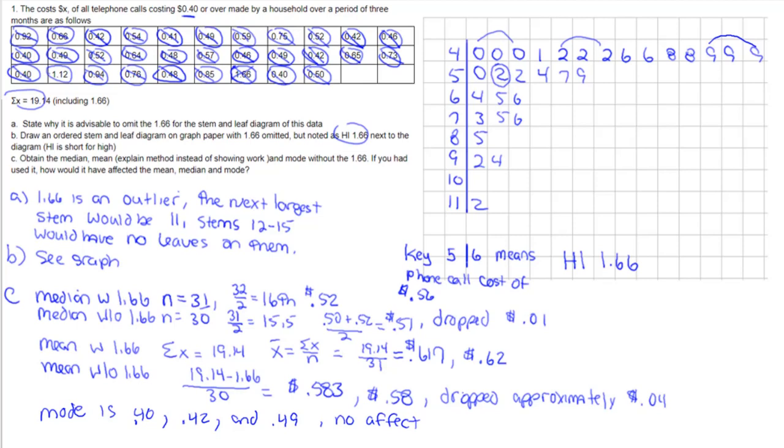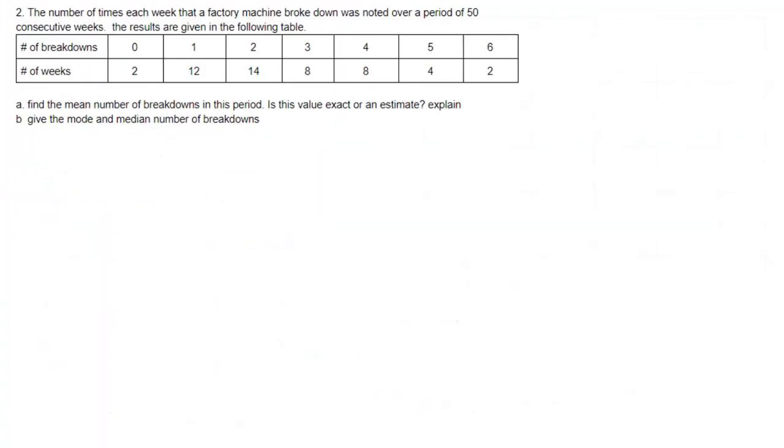Okay, so let's look at the next one. And number 2, they give us the number of times each week that a factory machine breaks down over a 50 consecutive week period.